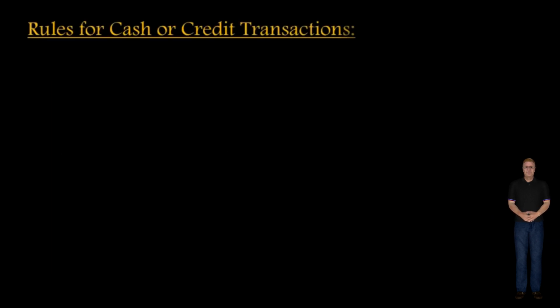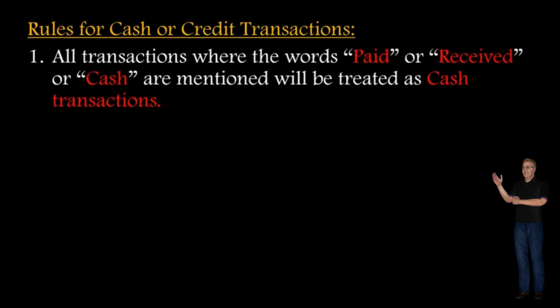And now let's go over the rules for cash and credit transactions. The first and the most important rule is that all transactions where the word paid or received or cash are mentioned, this is going to be treated as a cash transaction. So every time you see a transaction, the first thing that I want you to do is just go over the wordings and see if any one of these words is mentioned. If it is, then you don't need to think about anything else. Just treat it as a cash transaction.